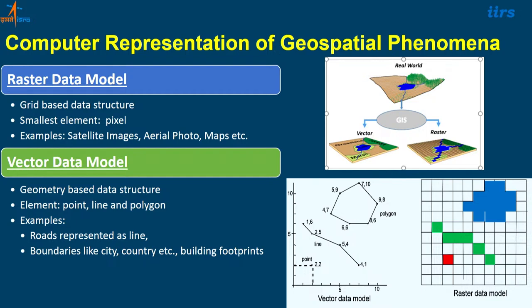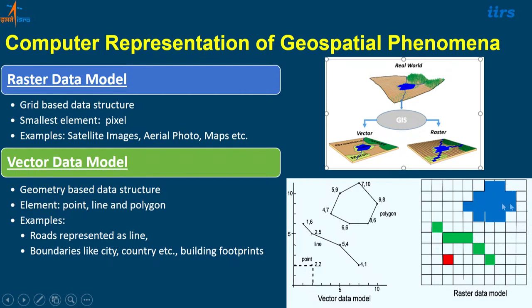The vector data model is geometry based. You are creating those geometries or collecting them through GPS. To be more specific, if you can see here, the real world looks something like this, and we can have the data set as a grid-based structure. The smallest unit of raster data is one pixel. One small square we will generate. You can see it over here also.